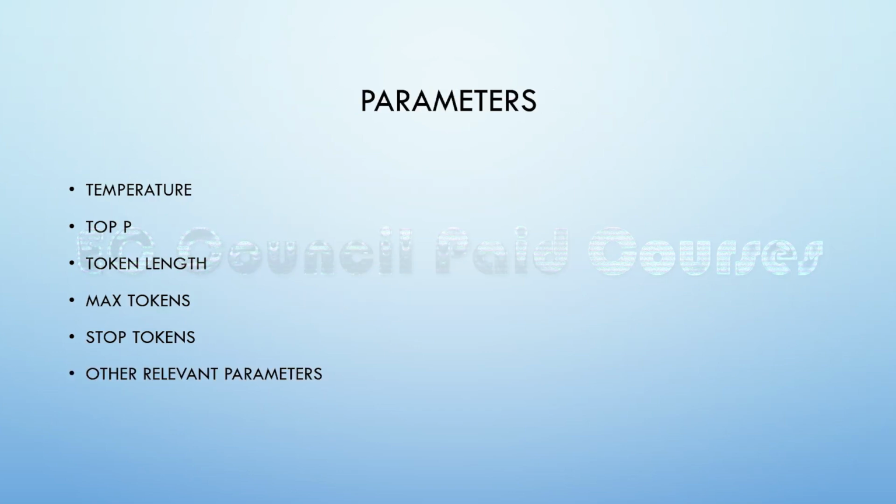What are some parameters that we will need to take into consideration? Some of them include temperature, top p value, token length, max tokens, stop tokens, and other relevant parameters. So temperature itself is pretty much just a measurement of how creative we want the model to be.